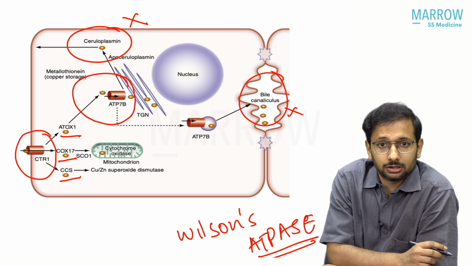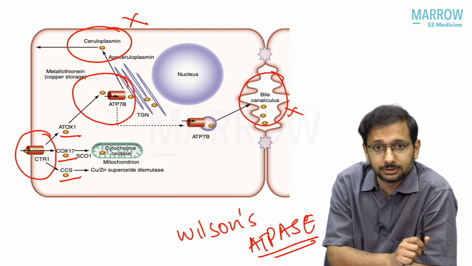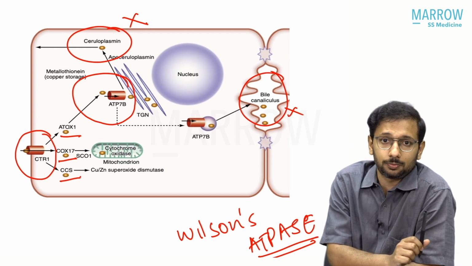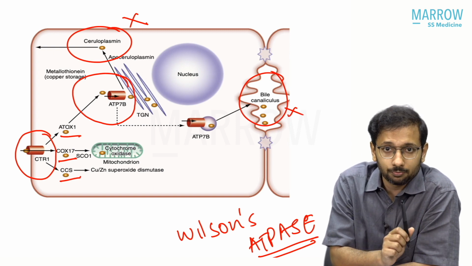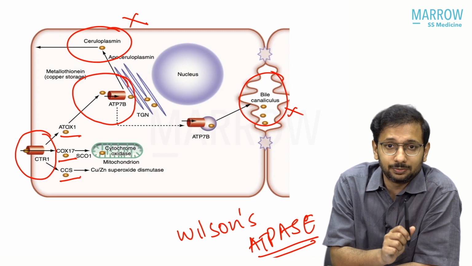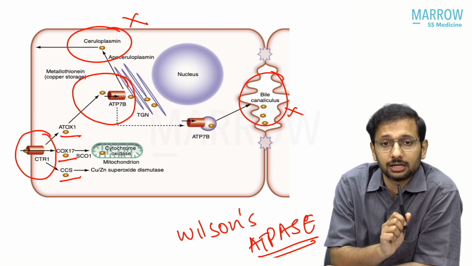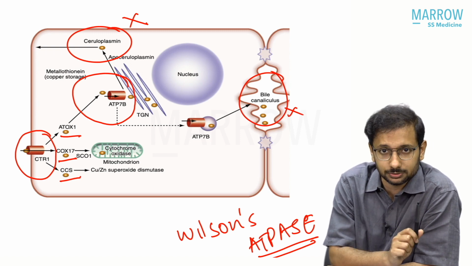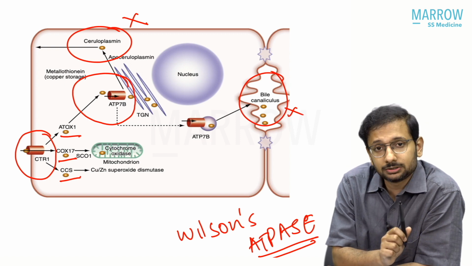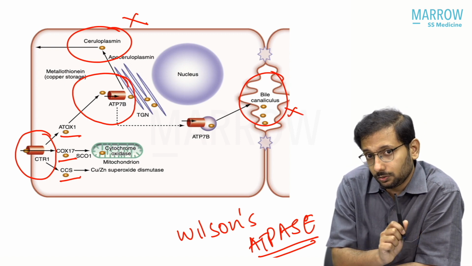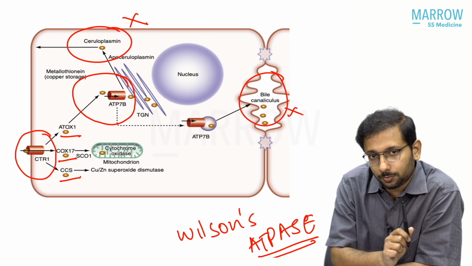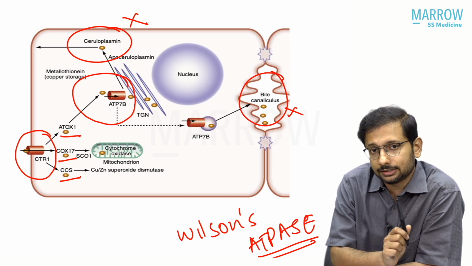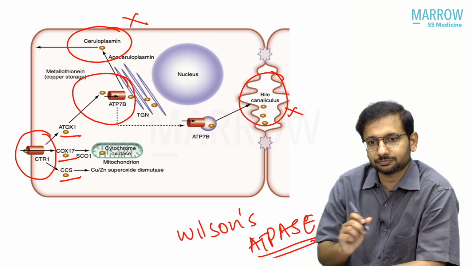Before, we all thought it is basically secondary to ceruloplasmin deficiency, but it is not actually ceruloplasmin deficiency, but a problem with the Wilson's ATPase not being able to convert apoceruloplasmin to holoceruloplasmin. The reason this is a problem is that apoceruloplasmin has a half-life of only 1 day, whereas holoceruloplasmin or ceruloplasmin, as we know, has a half-life of 5 to 6 days.